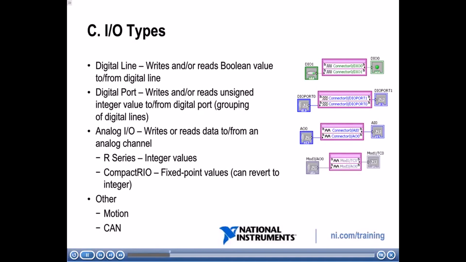We also have analog IO. So this is going to allow you to read or write data from an analog channel. In our series, analog IO is going to be represented by integer values, and we'll talk about this more later. And CompactRIO will generally represent that using fixed point data types. There are also other IO types for other specific modules. So there are motion CompactRIO modules out there, and those will have their separate I/O type and also CAN modules as well.